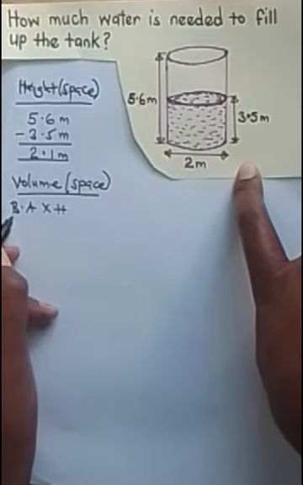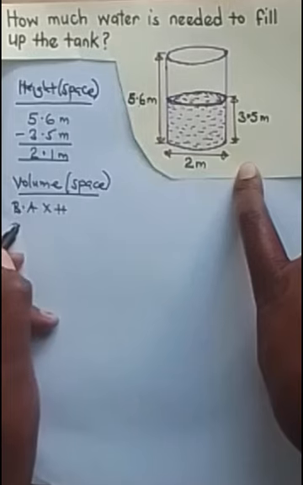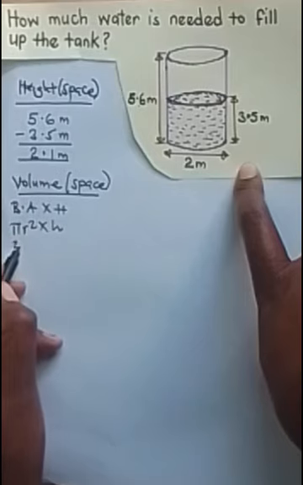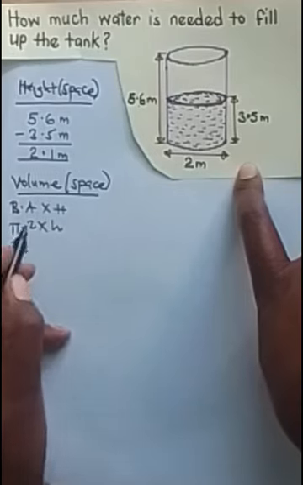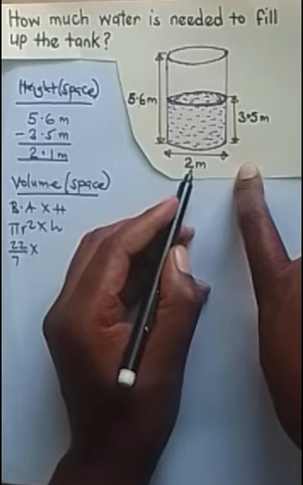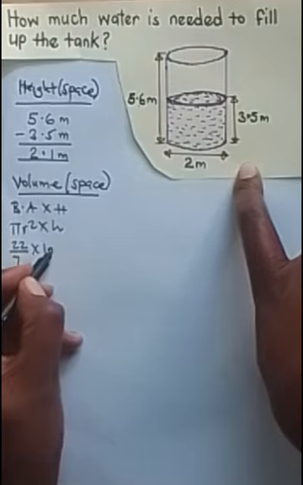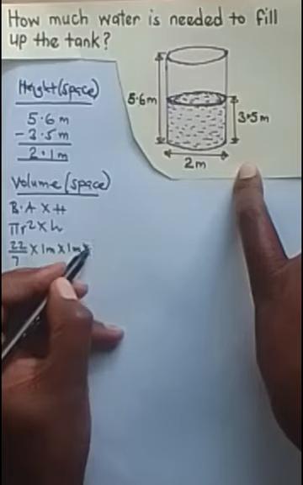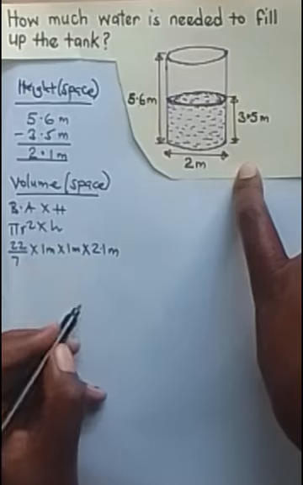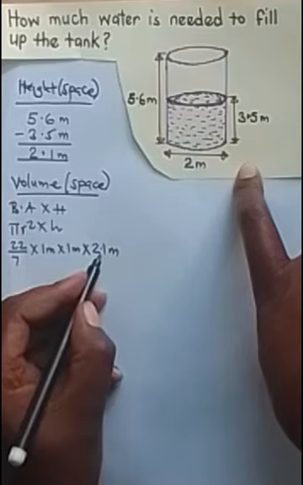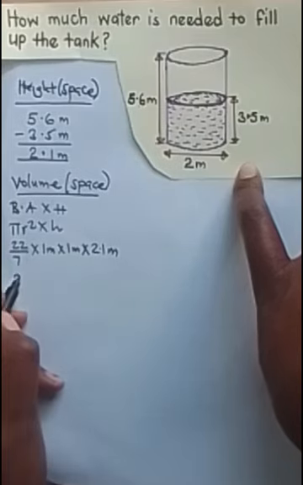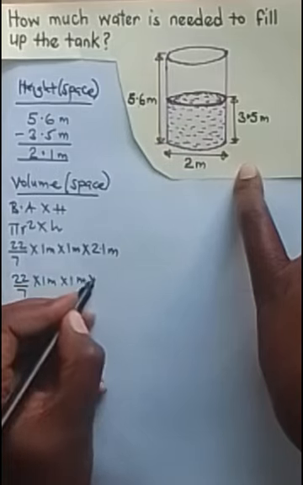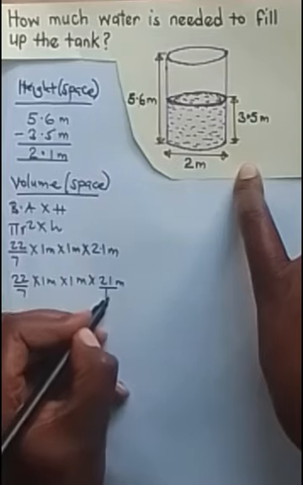So we shall say the base area is formed by a circle, so that is pi r squared times h. Our pi, let's pick 22 out of 7, times diameter divided by 2 is 1 meter, times 1 meter, which gives us the radius, times the height, which is 2.1 meters. I will rewrite and change this to a common fraction. It will be 22 out of 7 times 1 meter times 1 meter times 21 meters out of 10.